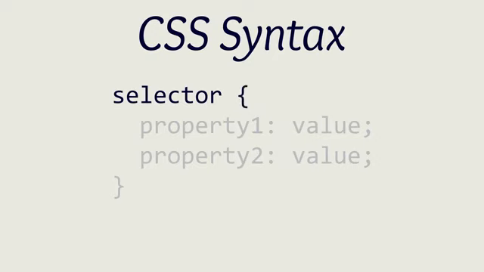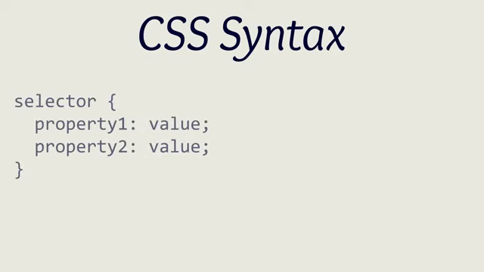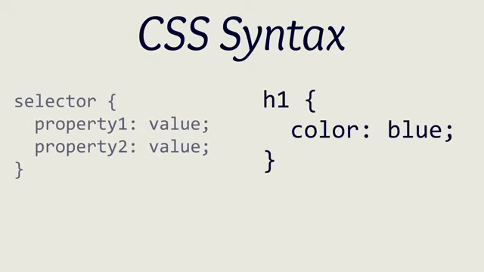Next comes an opening and closing curly bracket that are used to denote the start and end of the styles that apply to the selector. Everything in between these curly brackets will be styles that are applied to the HTML elements that match the selector. Lastly, inside the curly brackets is one or more property value pairs. Each of these pairs defines a property, such as color, font size, width, etc., and a value for that property. A basic example of the CSS syntax will be setting the text color of all H1 elements to blue.